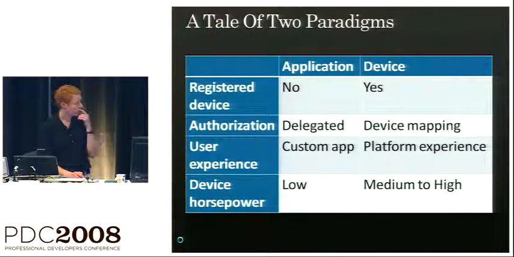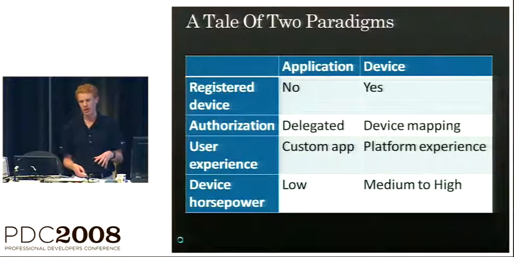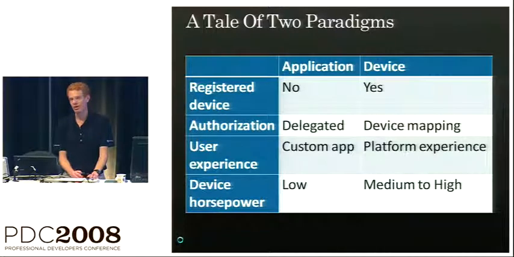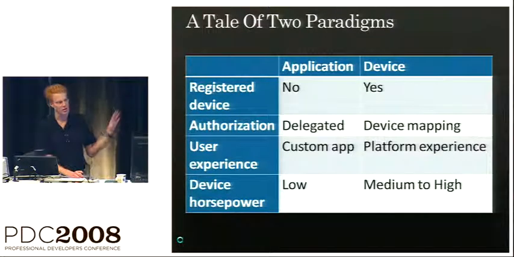So when you're an application, your authorization is governed by delegated auth, which maybe some of you have done in the lab, or you've seen one of the other talks this week about how delegated authorization works. Again, we'll talk about that quickly. As I mentioned, the user experience would be through a custom app. Applications don't really show up for management in the device ring or on a per folder basis. And device horsepower is a funny way to say it, but you don't have to have a very smart device in order to interact in this app paradigm model.